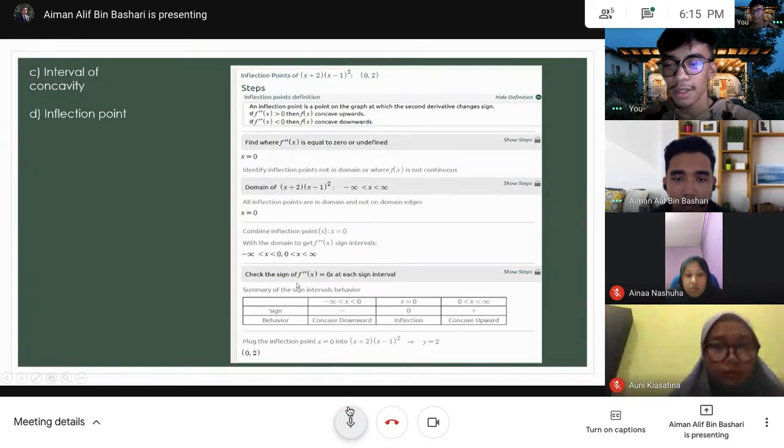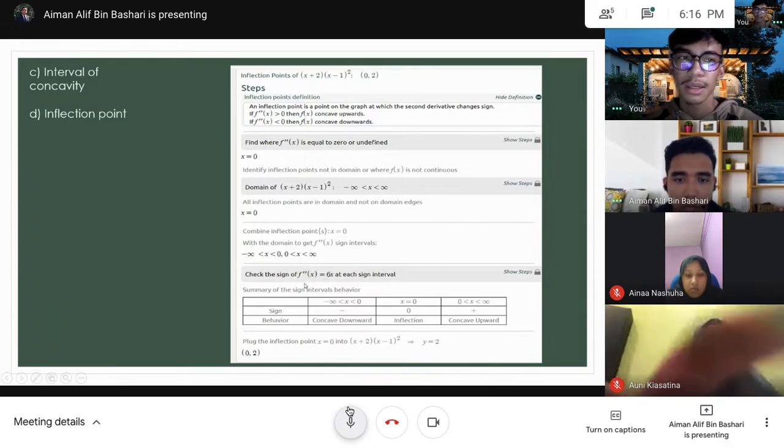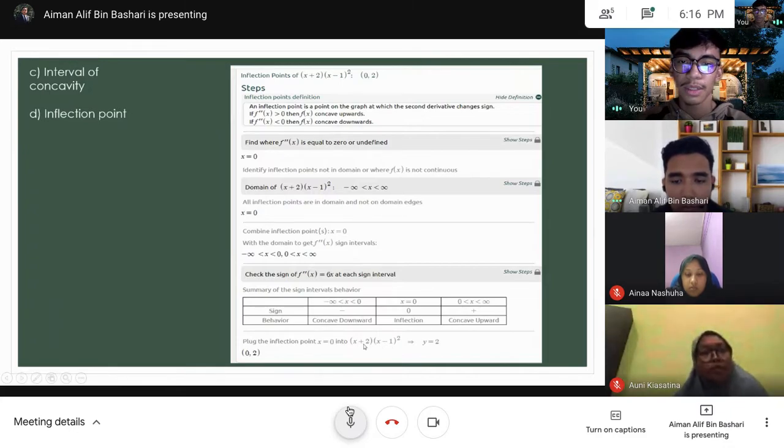Okay, for question D, we need to find the inflection point. For the inflection point, we need to use the second derivative, which is 6x, and x is equal to 0. For y, we need to use f(x) to find the value of y, so we just need to insert the value of x, which is 0, into f(x), and we will get y equals 2, or f(x) equals 2. So therefore, the inflection point for this graph is (0, 2). Okay, Auni.